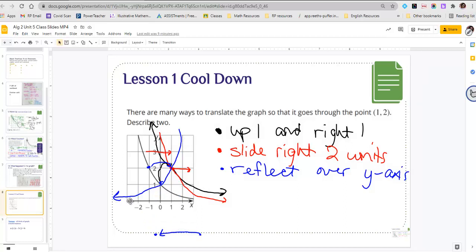There are lots of other ways. We could also just slide it straight up 1.5 units. That would also get us to that point that we're looking for. So lots of ways we could go about doing this. All right, you are ready to tackle the lesson 1 practice problems. Give it your best shot. Thanks, friends.